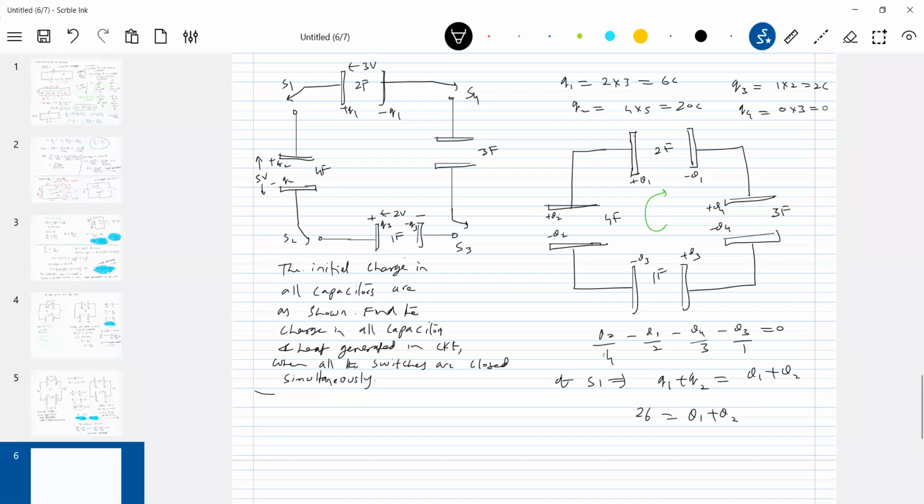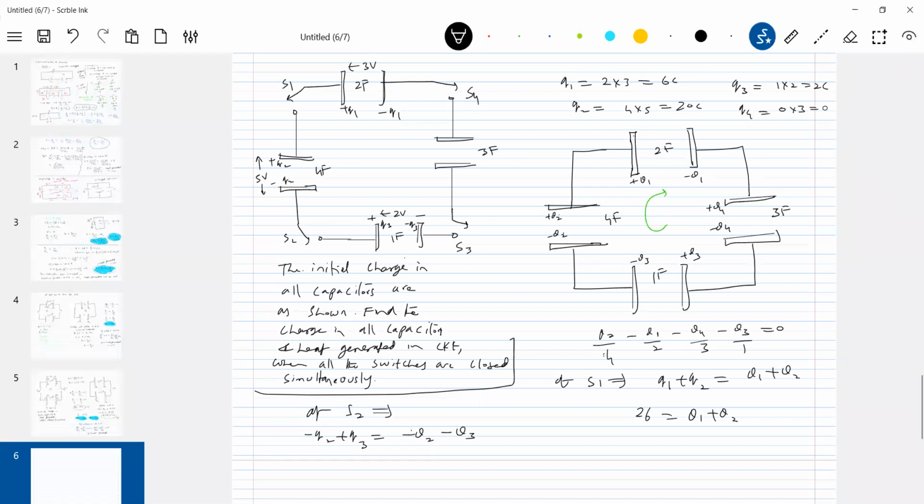Similarly, at the switch S2. So what was the charge of the junction? Minus Q2 plus Q3 should be equal to minus Q minus Q3. Now you can say that, sir, how come this was a positive charge plus Q3? You made negative. I too don't know. I'll solve it. If I get positive, what I assumed is right. If I get negative, then I'll change it.